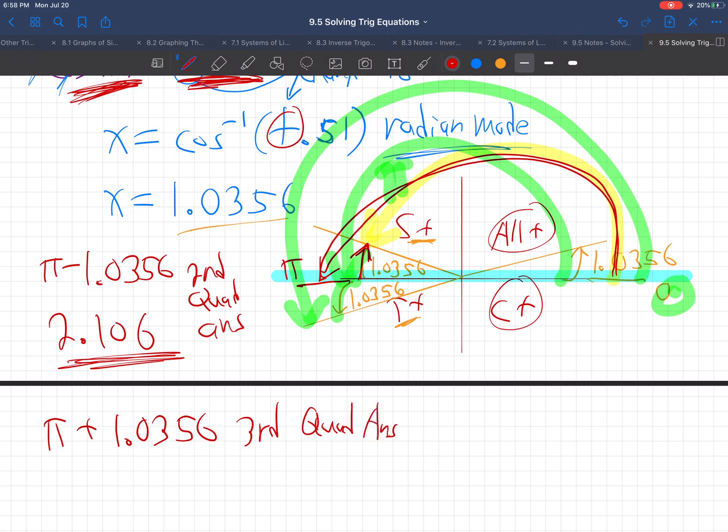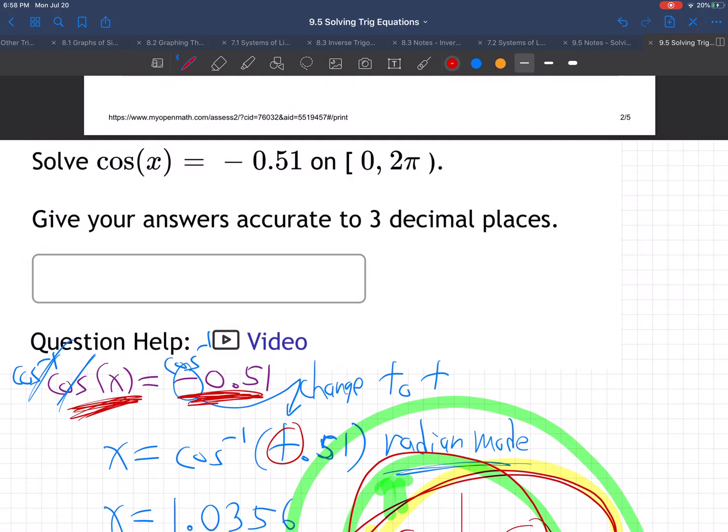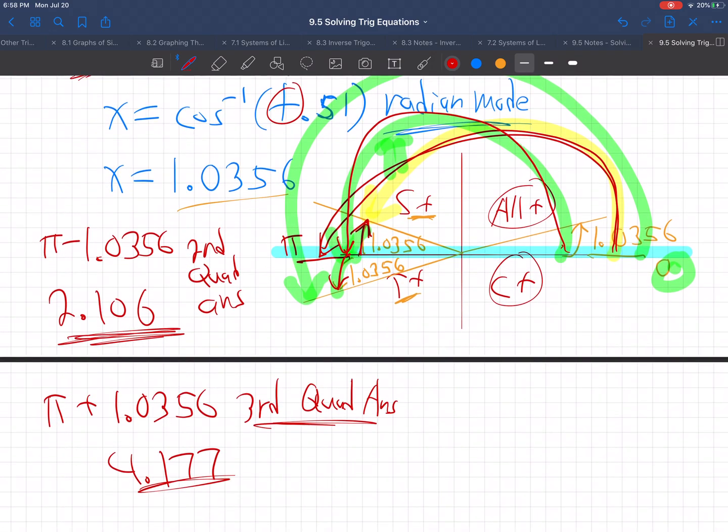Do you see that? Because it's all the way to pi, right here, all the way to pi, plus, even further, 1.0356. So hit the pi button again on your calculator, and this time add 1.0356 because it's beyond pi. So I'm getting 4.177. That's our third quadrant answer. So those are our two answers. 2.106, comma, 4.177. Those are the two angles in the second and third quadrant, pi minus and pi plus.